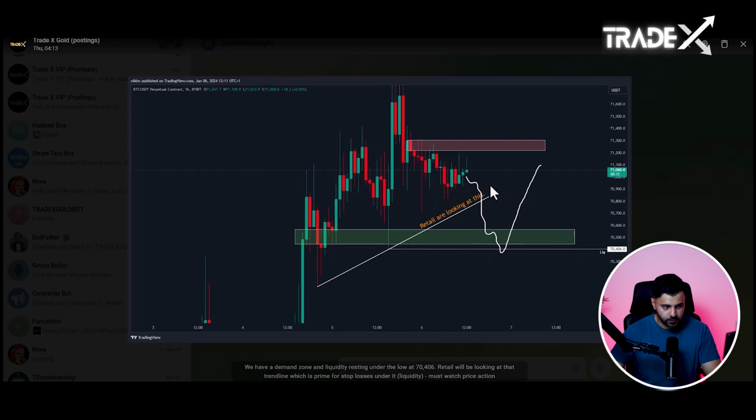So a classic move for smart money would be to fake them out. Where they're going to place their stop losses most likely is under this low at 70,406. And then the classic move would be to sweep them out, chase their liquidity, chase their stop losses. The smart money will be looking for those stop losses. We'll be coming down and then we'll reverse the price.